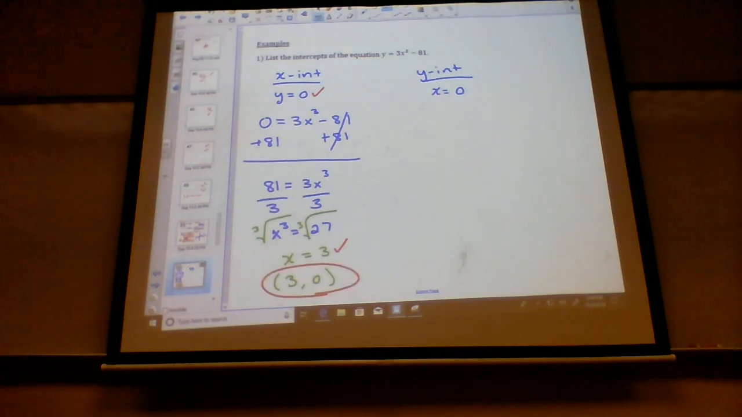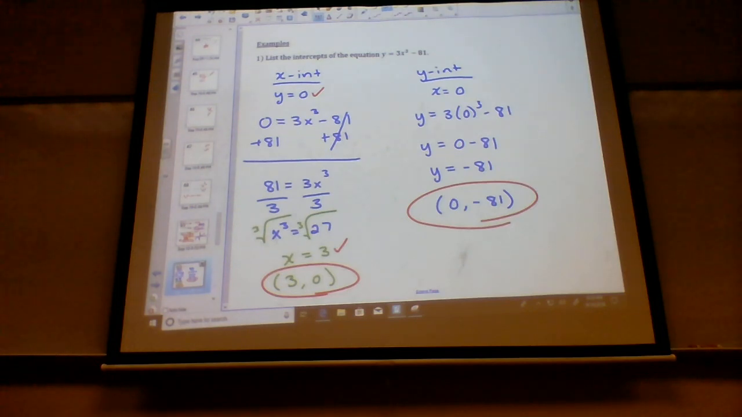It is (3, 0). So now I'm going to find my y-intercept by letting x be 0. So y = 3 times 0^3 minus 81. Well, 3 times 0^3 is just 0. So I have 0 minus 81. So y is just negative 81. Okay, so that's an x value of 0 and a y value of -81. So my second answer, my y-intercept, is (0, -81). So these are my two answers.